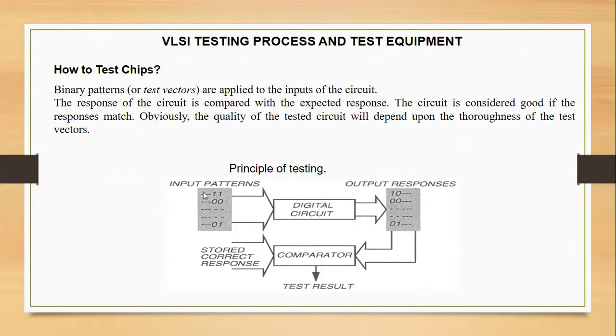You can see here, inputs are treated as a binary pattern and sent to a digital circuit. Thereafter, we get the output responses. Before that, we compare this with the expected responses, so that is what we'll be checking. This is the output response. Before going for the output response, we check with the comparator. The comparator tests the input sequence against the expected sequence and gives an exact test result. So you can define this as the output response.